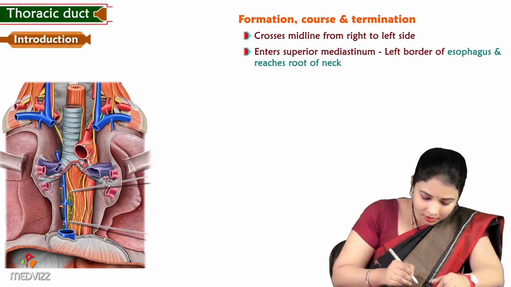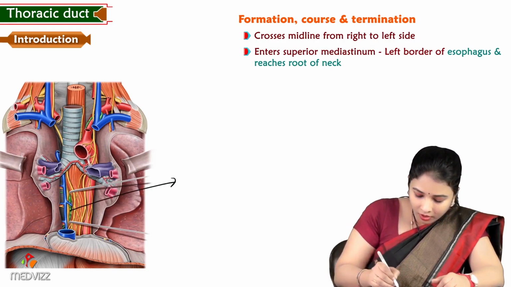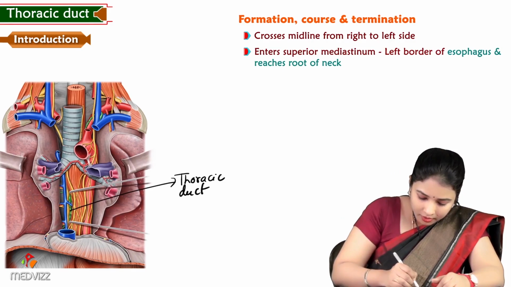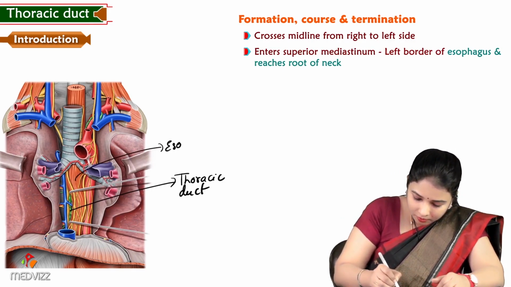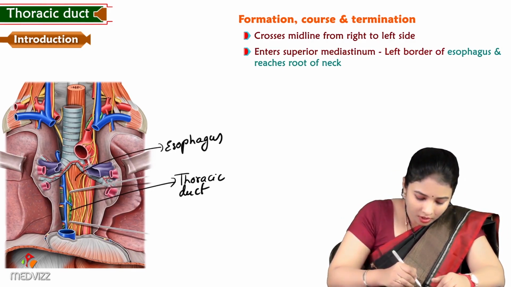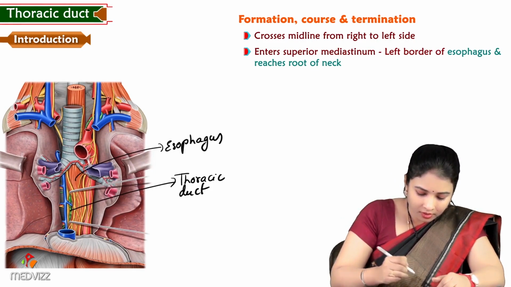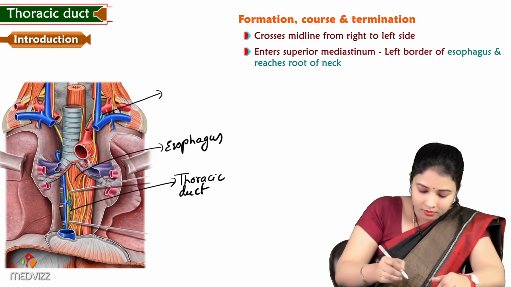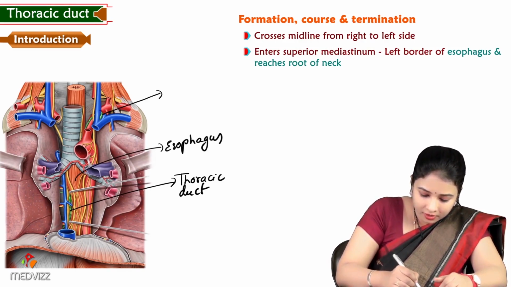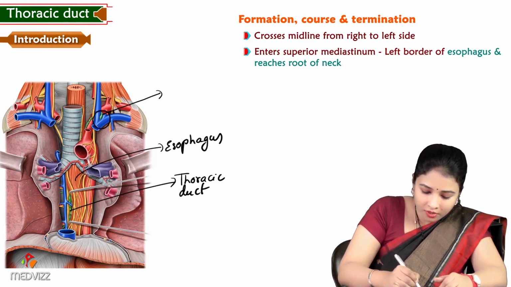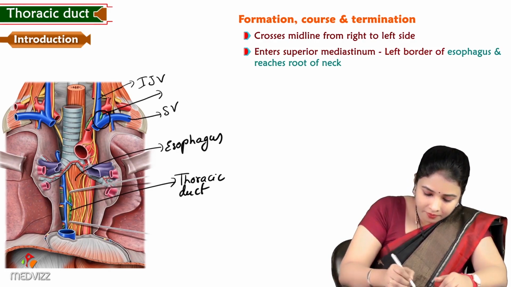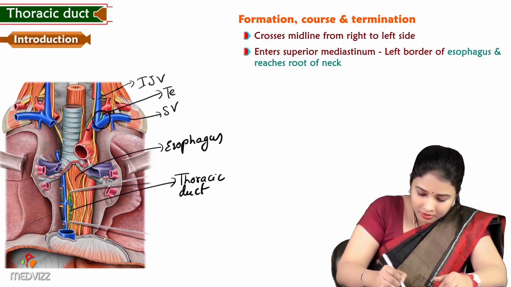So here we can see the green one is the thoracic duct and this is the esophagus. So it is along the esophagus and later it crosses the esophagus and terminates here at the junction of internal jugular vein and left subclavian vein, and this is the termination.